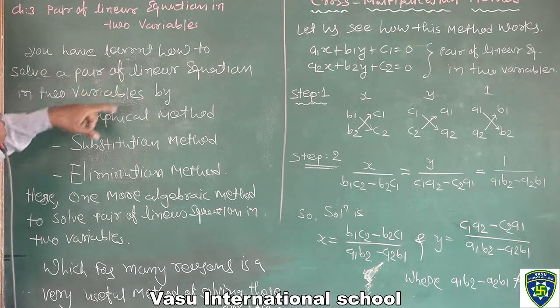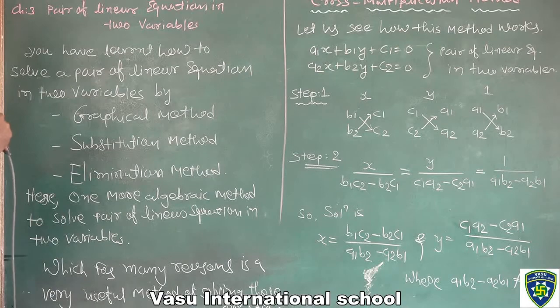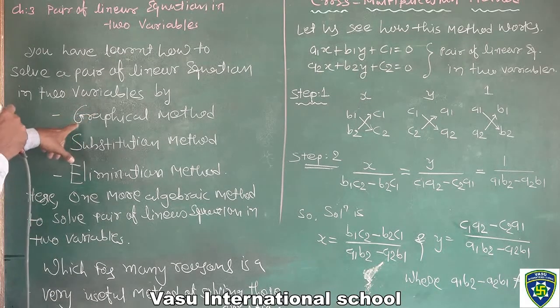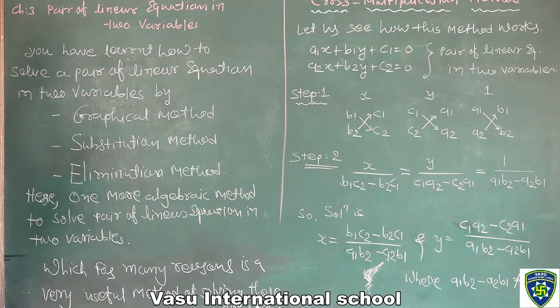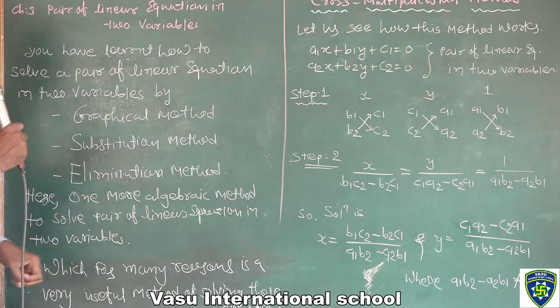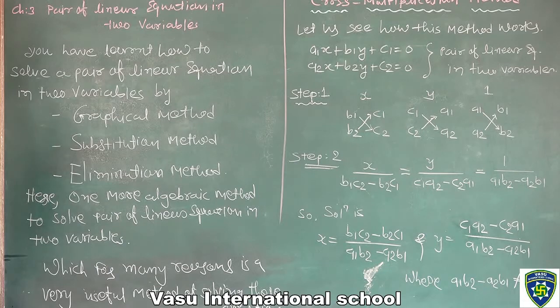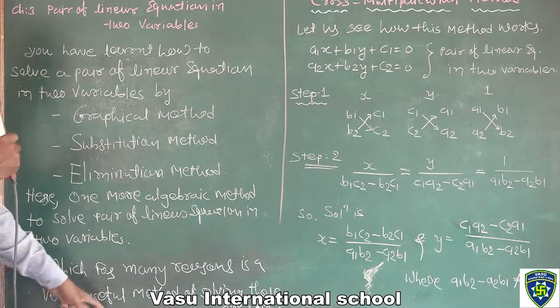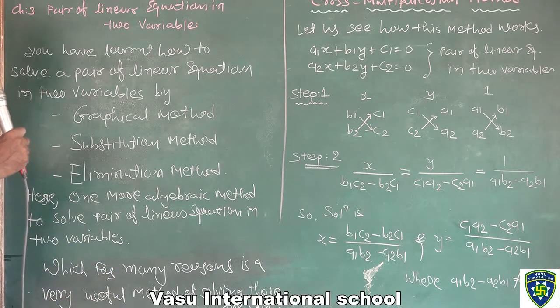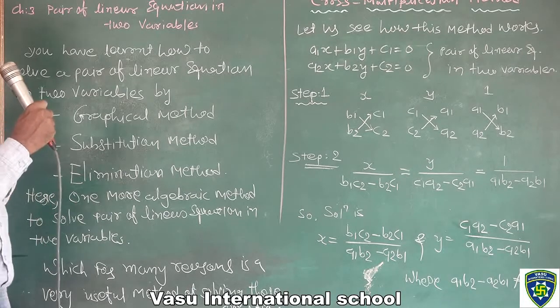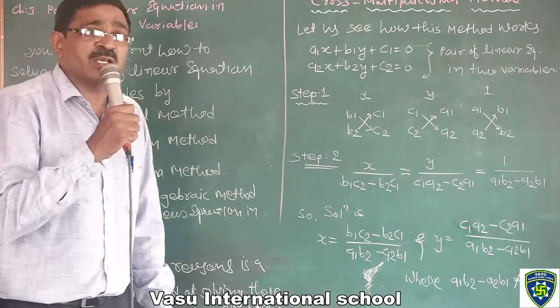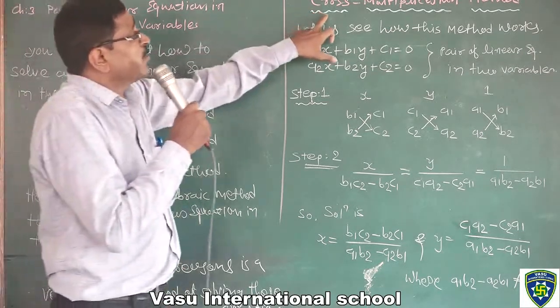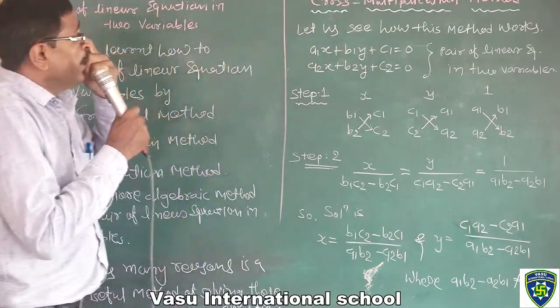You have learned how to solve a pair of linear equations in two variables by the graphical method, substitution method and elimination method. Here is one more algebraic method to solve a pair of linear equations in two variables, which for many reasons is a very useful method for solving these equations. So how does the cross multiplication method work? Let's see.